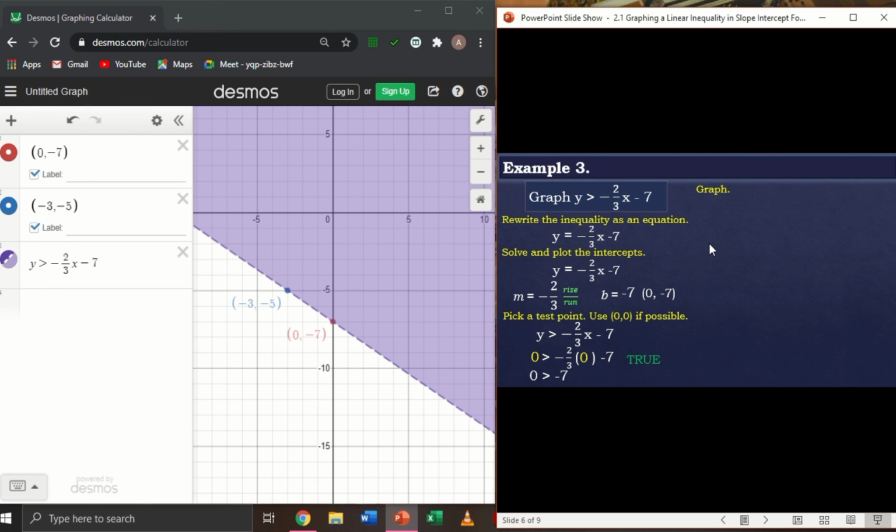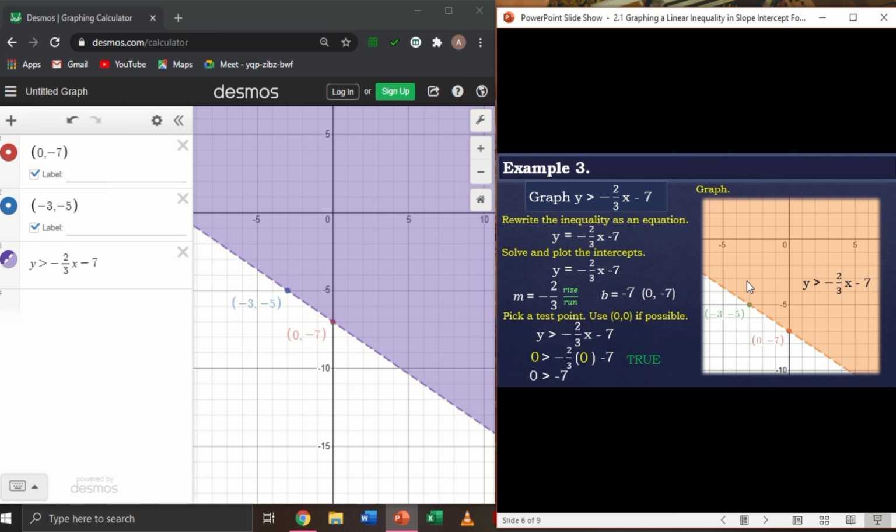So, this is the graph of y is greater than negative 2/3 x minus 7. So, since the boundary line is broken, then it is not part of the solution set. So, ibig sabihin, si negative 3, negative 5, and 0, negative 7, and all the points lying dito sa ating boundary line are not part of the solution set. Okay.